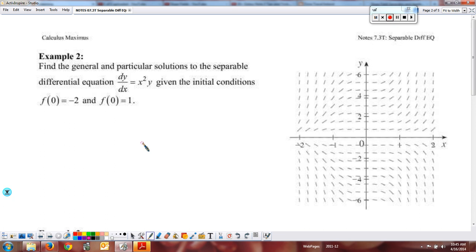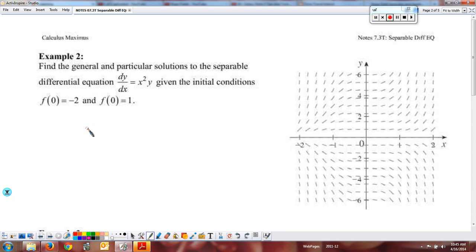All right, so I want to find the general and particular solutions to the separable differential equation, x squared times y. And again, you notice that it's got an x squared and a y, and it's multiplied, so that's going to be easy to separate. Generally, when you have addition in between your two terms is when you can't separate. So we're going to go ahead and show the separation.